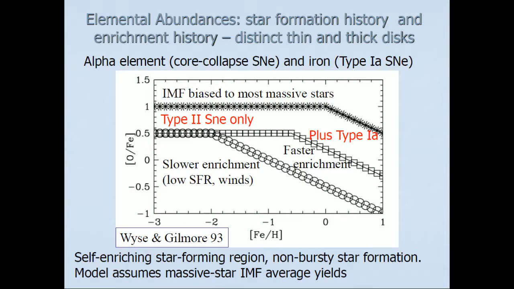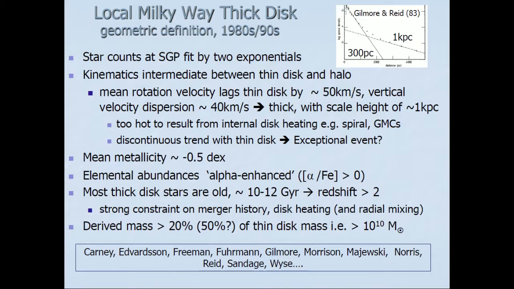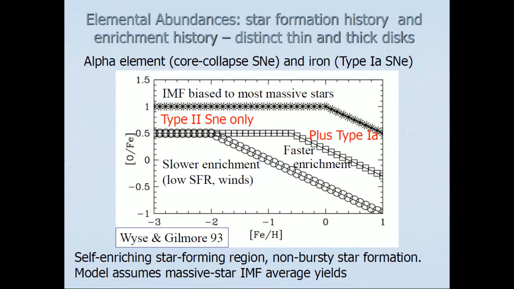I mentioned elemental abundances. Let's just discuss that a bit more. It tells you a lot about the star formation history and the enrichment history. And we turned in basically the last decade or so from a geometric interpretation of the thick disk. People were arguing, is it really distinct, to a chemical definition in elemental abundance space, because this old age and fewer younger stars is a very different star formation history, gives very different patterns in elemental abundances between the thick disk and the thin disk.